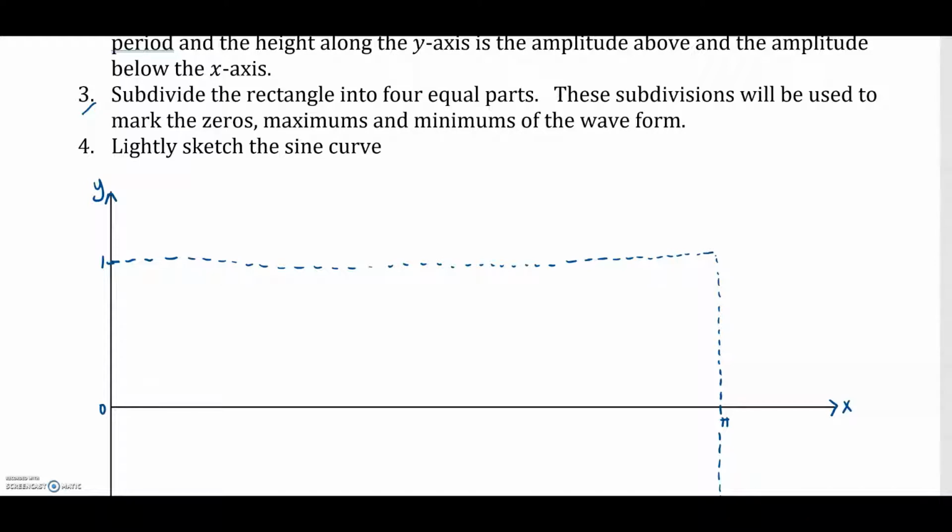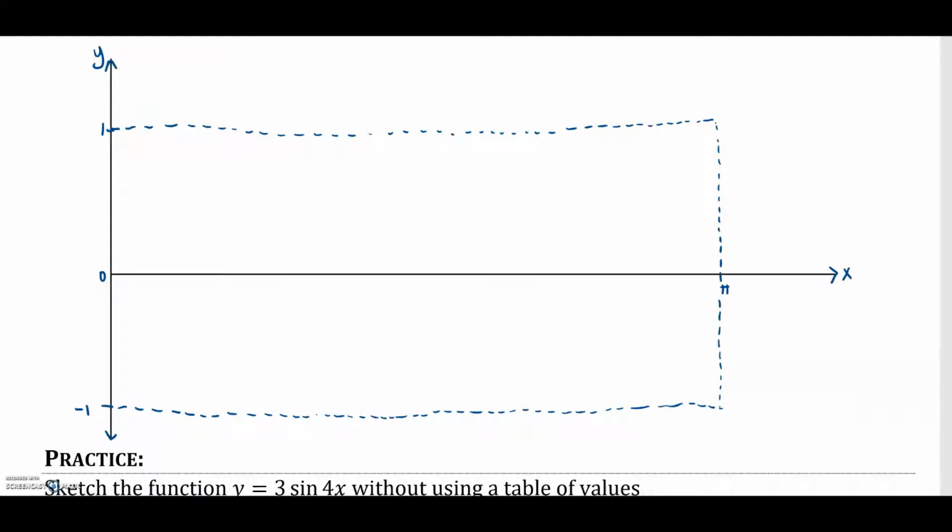Step 3 says to subdivide that same rectangle into 4 equal parts, and we're going to use those subdivisions to mark the zeros, maximums, and minimums of the waveform. To subdivide this rectangle, I typically divide the entire thing in half and then divide each half into quarters. We can label these values along the x-axis, because we know that the entire width of the rectangle is pi. Halfway is going to be pi over 2, and then we have pi over 4 and 3 pi over 4 as our other two subdivision points for the rectangle.